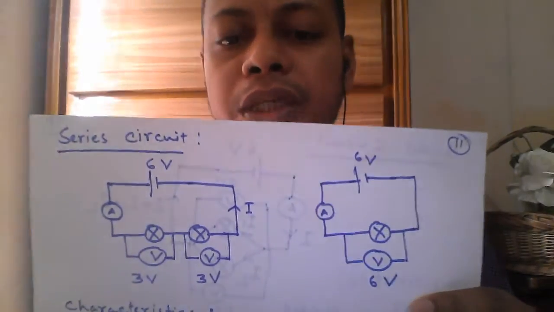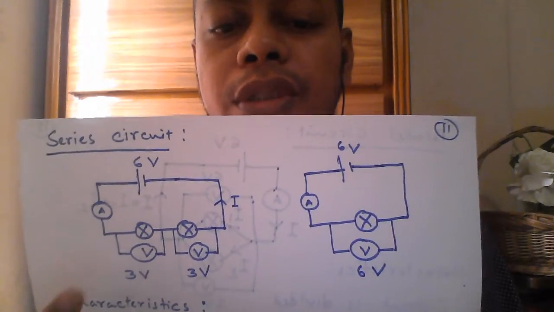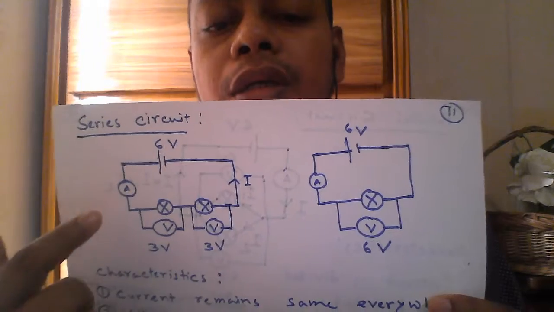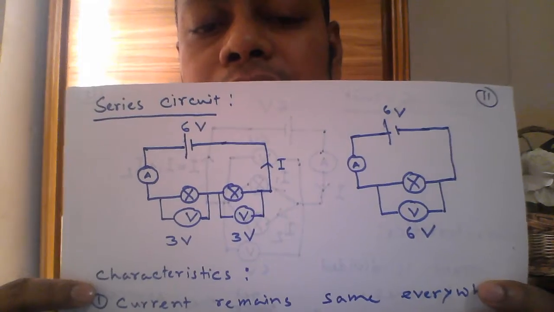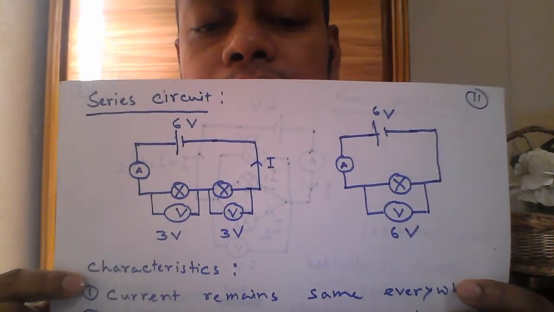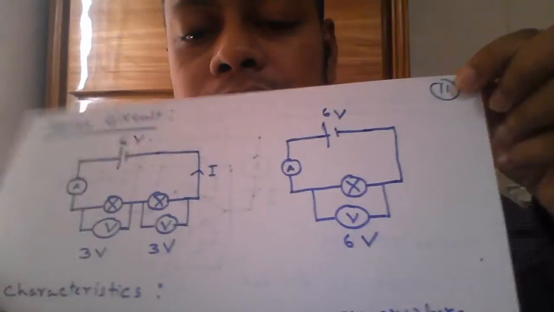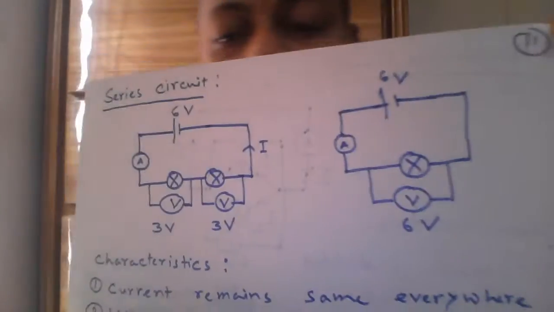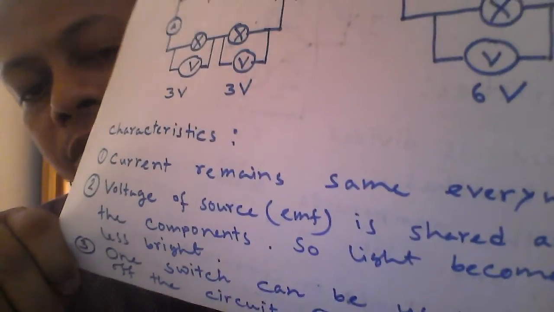Look, here we have series circuit. We are talking about this one. Look here, two lamps are connected one after another. That's why it is called series circuit. And what are the characteristics of the series circuit? We will try to understand from the diagram. And here I gave 4 points to let you understand it easily.